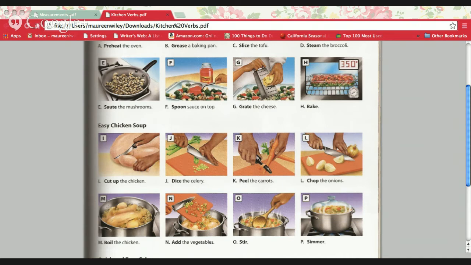How about letter K? Let's hear from Ahmad again. The carrots? You can peel the carrots, okay? And to peel the carrots is to use this special thing we call a peeler. Or a vegetable peeler to make long strips of carrot. And I usually use a peeler to peel a potato and take the skin off the potato.